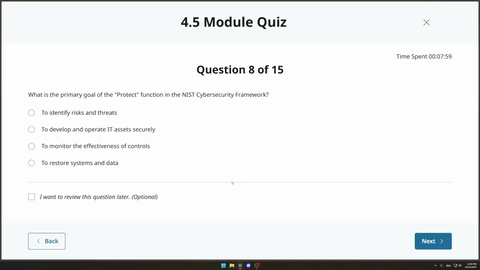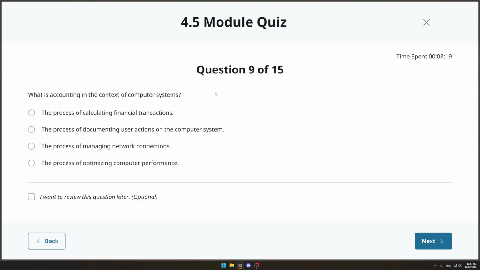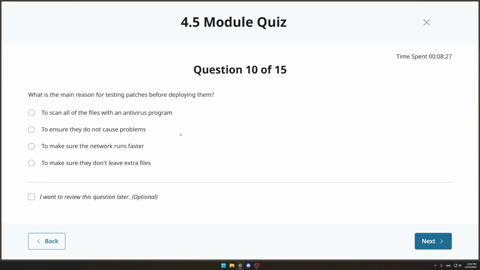What is the primary goal of the protect function in the NIST cybersecurity framework? To identify risks and threats. I'm going to go ahead and review this later. What is accounting in the context of computer systems? It is documenting user actions on the computer system.